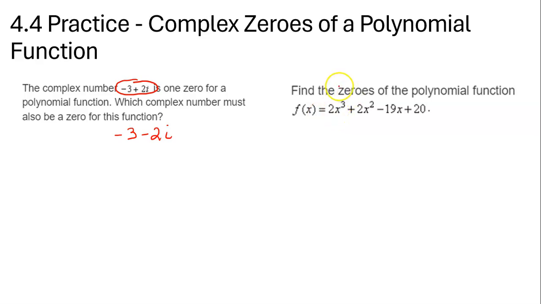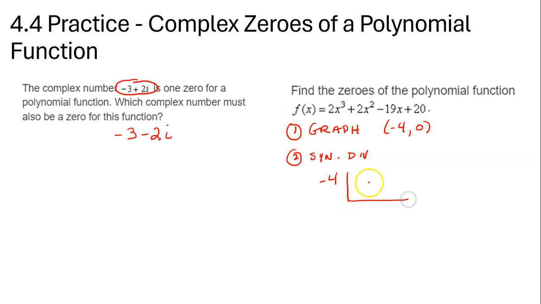On this next one, it says find the zeros. So the first thing we're going to do is graph. And I find that it crosses at -4. So the second thing we're going to do is synthetic division. So we have -4, and we have 2, 2, -19, 20.